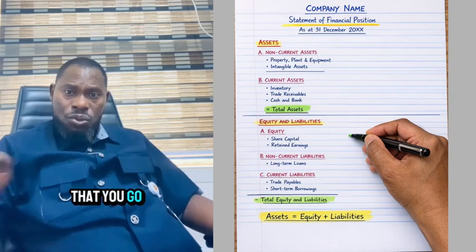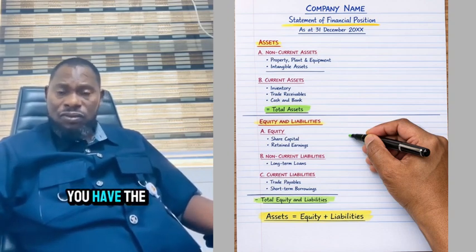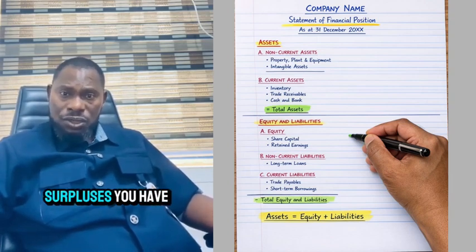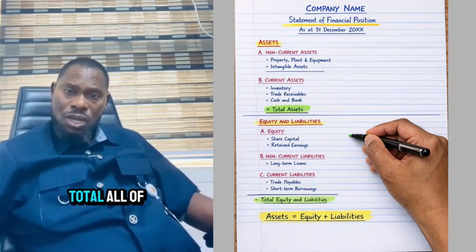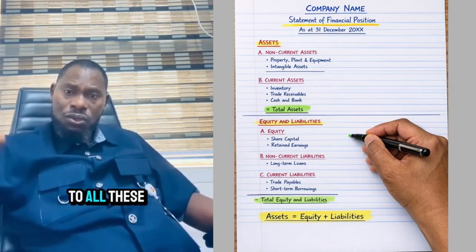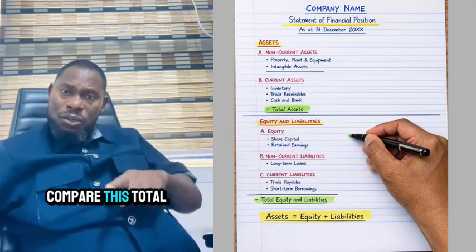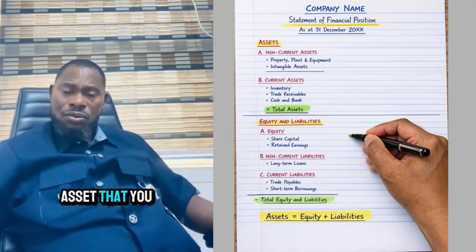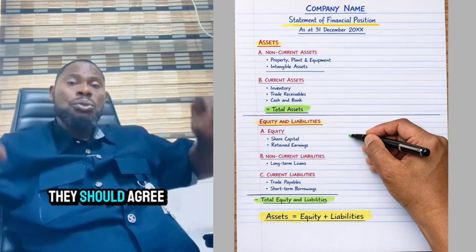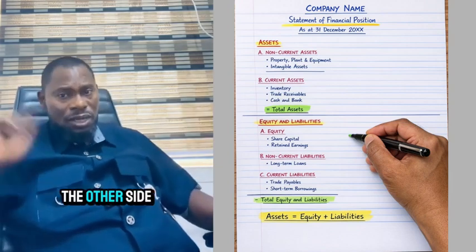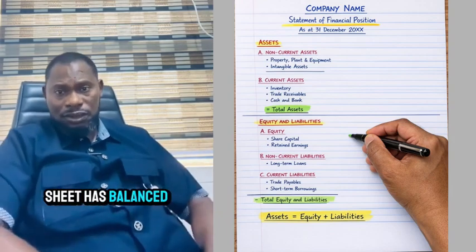After you total that, you go to equity. Equity is the capital, the ordinary shares. You have the surpluses, you have the reserves, equity and reserves. By the time you total all of this, you add liability to all these reserves, then you have a total. You compare this total with the total of the asset that you already did on the other side. So when you total all of this together, they should agree. If one side is 500, the other side should be 500. That is what it means to say the balance sheet has balanced.